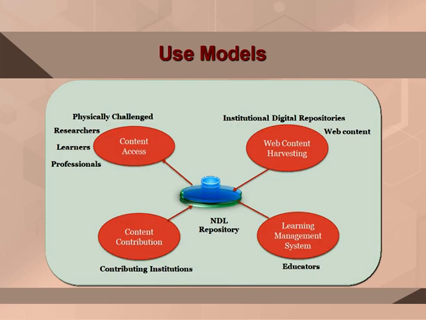So, if we look into the basic use model of such a library, you will see there are 4 major components: content access, content contribution, web content harvesting and learning management system. So, these are the 4 main services in the flavors that we have discussed already in the service architecture that a digital library will have to provide.